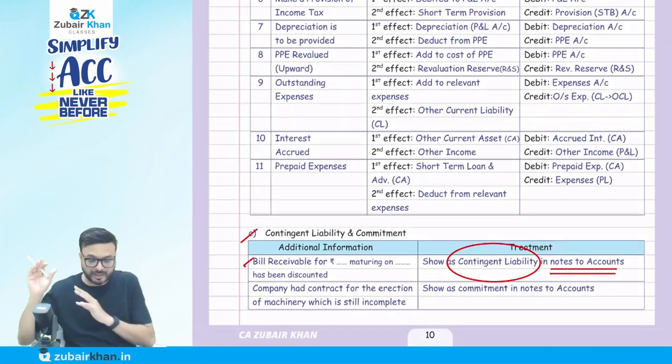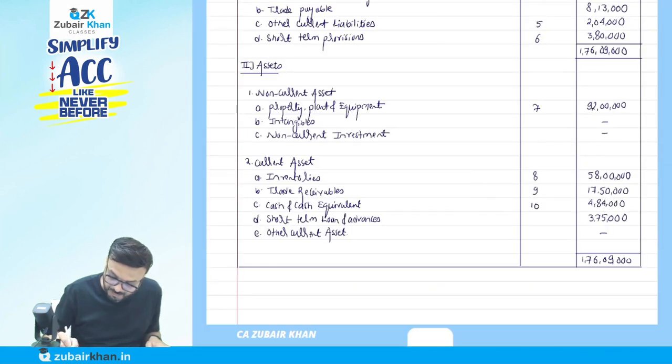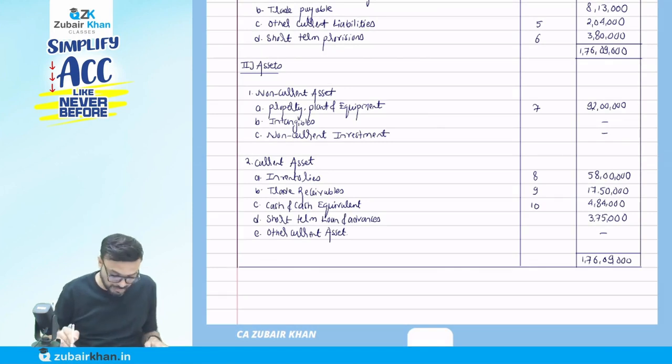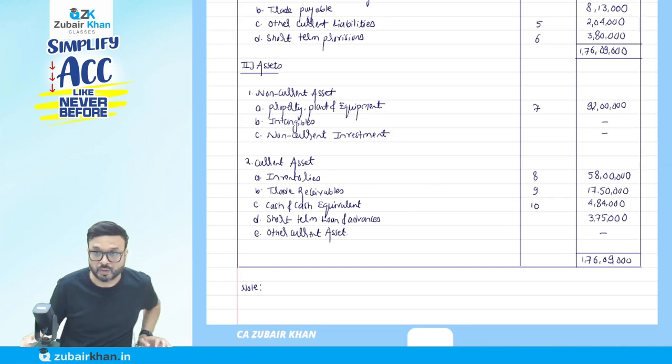You can write it down at the end also, or you can write it down below the balance sheet. So we'll write it down below the balance sheet. You can write it down at the end also. Write down one note here.